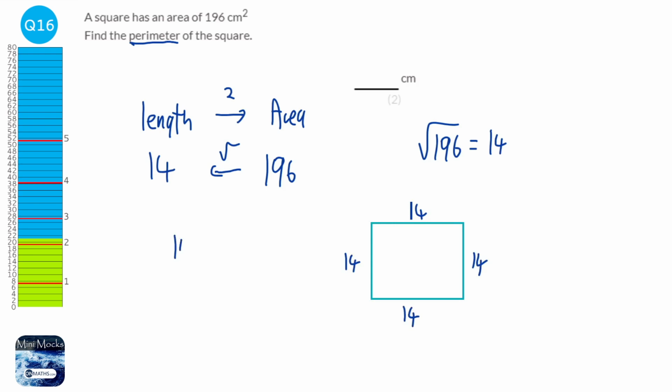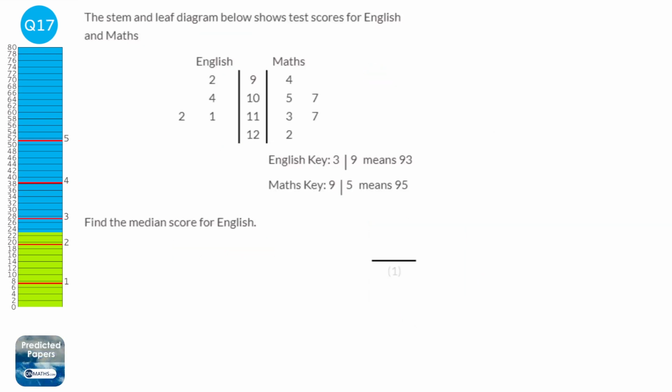So it's just going to be 14 times 4, which will be 56. So with a stem and leaf diagram, the numbers in the middle often represent tens. They could be units. So we look at the key first of all, and we see that 3 line 9 means 93. So the numbers in the middle are going to represent 10. So this is a 90. Now we're looking for English, so this will be 92. So our first number will be 92.